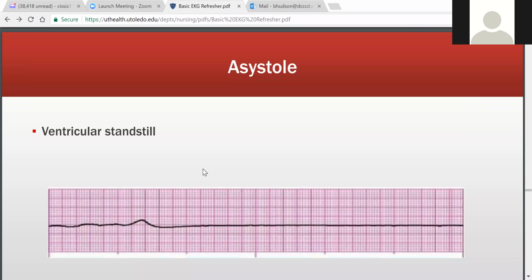So, any additional questions regarding ECG that I can clear up at this time?